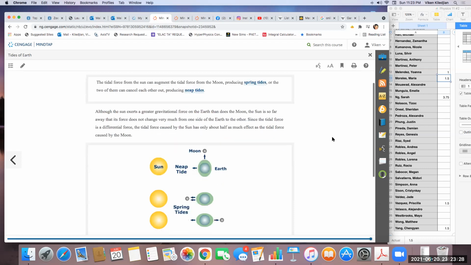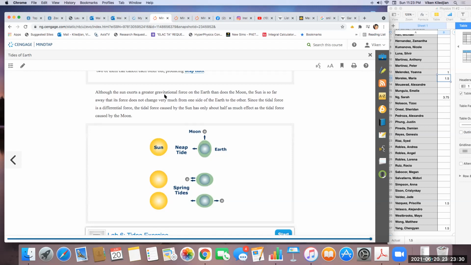So you see here what's happening. Although the sun exerts a greater gravitational force on the Earth than does the moon, the sun is so far away that its force does not change very much from one side of the Earth to the other. Since the tidal force is a differential force, the tidal force caused by the sun has only about half as much effect as the tidal force caused by the moon. So you see, neap tides occur when the moon is at first quarter phase or third quarter phase.